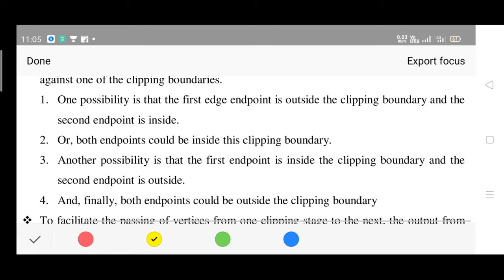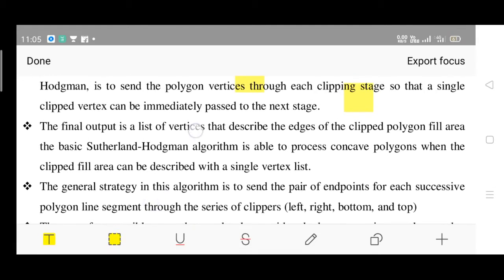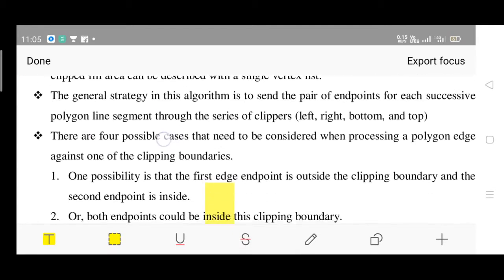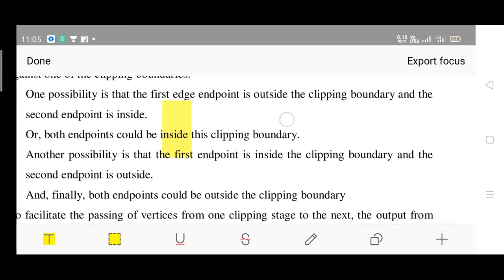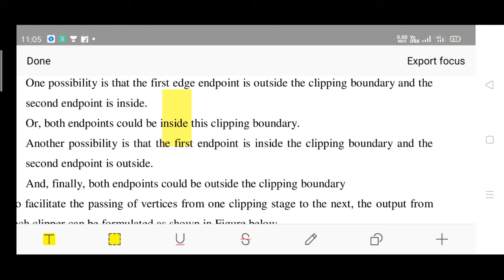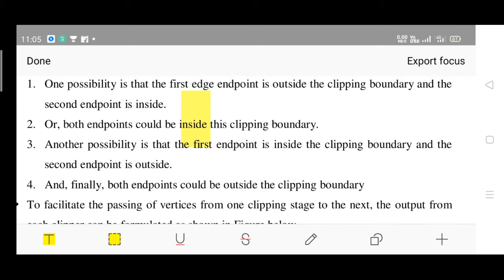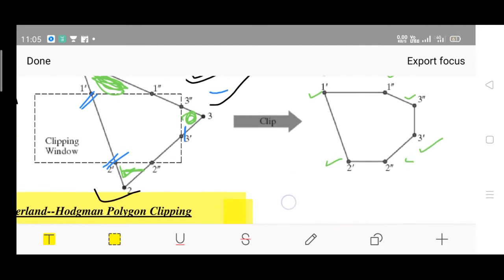As you can see, the different cases proposed by Sutherland Hodgman for polygon clipping, okay. The first possibility is that the first edge end point is outside the clipping boundary and the second end point is inside, right? The first end point of the edge is outside, and the second one is inside.